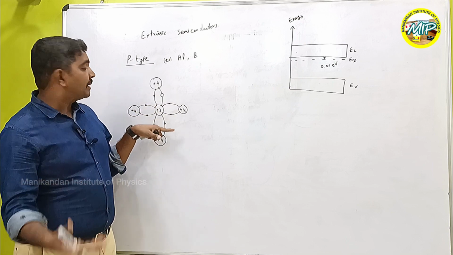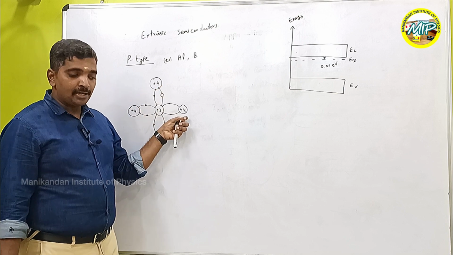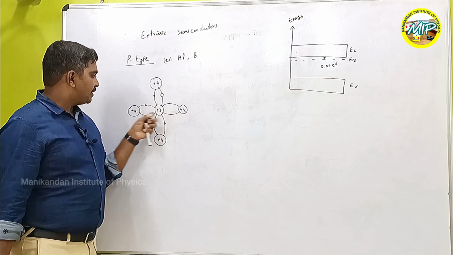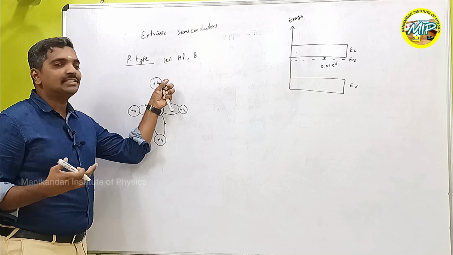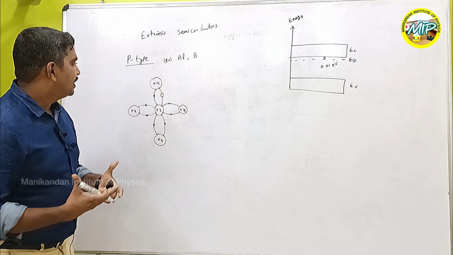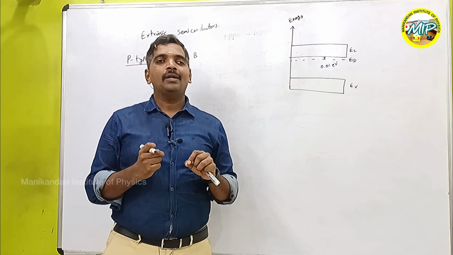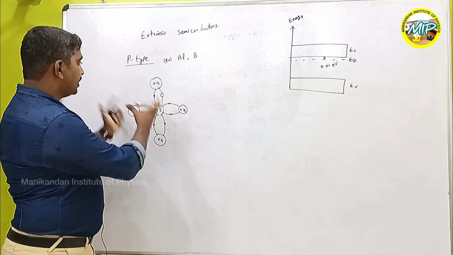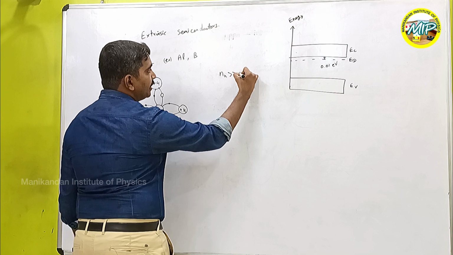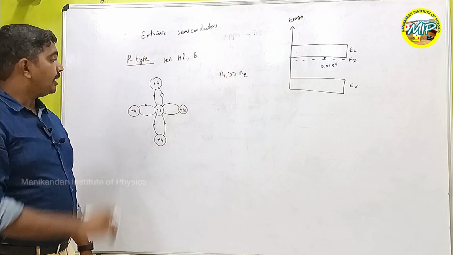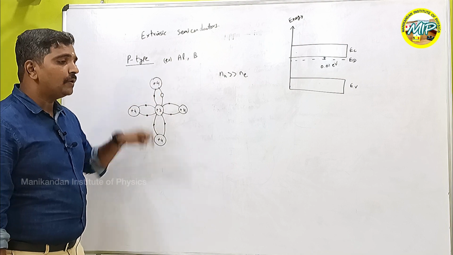If my impurity has only 3 valency, there is no electron to share with this silicon. For example, if I consider this my aluminum or boron, it has 3 electrons. One is shared with this silicon, one is shared with this silicon, and there is no electron to share with this silicon. So there will be a vacancy. Here each impurity will provide one hole for the process. So in this case, my holes are very much greater than the number of electrons. Clear? Because each impurity will provide one hole.